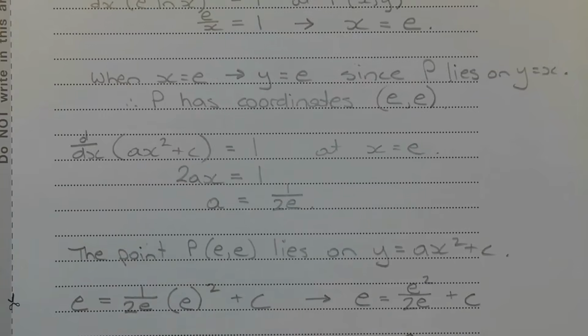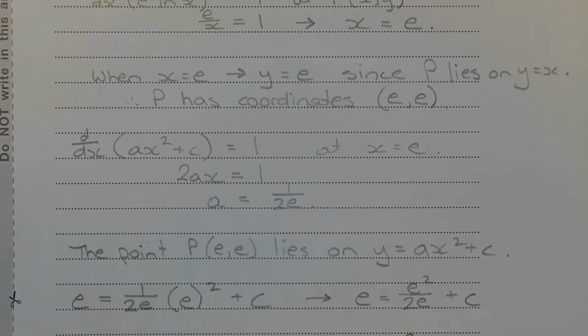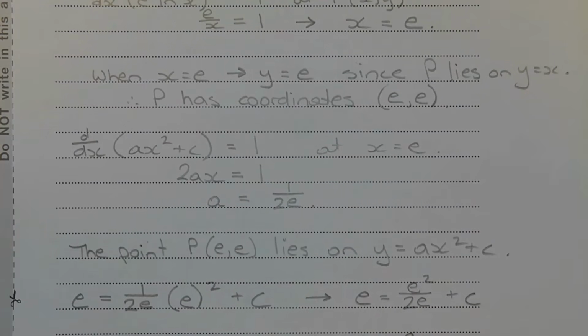Now I've made the point earlier that the point P with coordinates e, comma e lies on the graph of y equals ax squared plus c. And we just found the value of a, which is 1 over 2e. So substituting 1 over 2e for a here, and e for x and e for y, we can then solve for c.